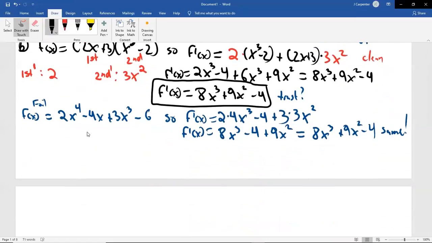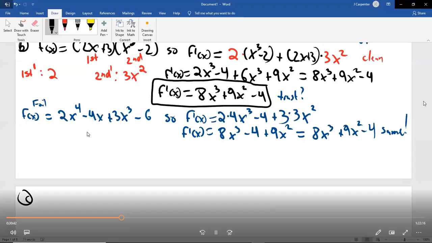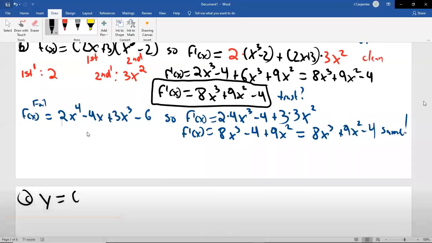All right, so let's try another one. We got a couple more up our sleeve. And I'm actually going to swap the order of C and D that I usually do. Not that you care. And I'm going to write this as y instead. y equals parentheses x to the fourth plus x squared plus 1 times x cubed minus x.